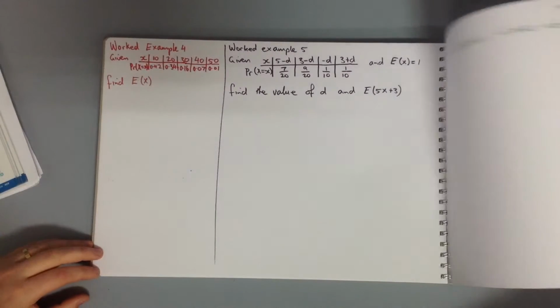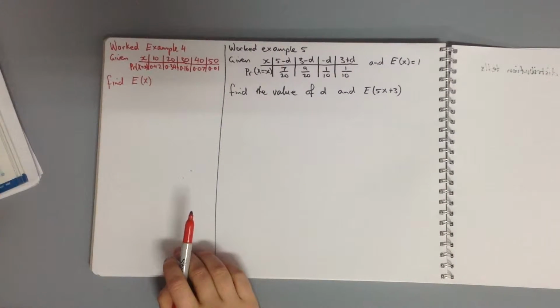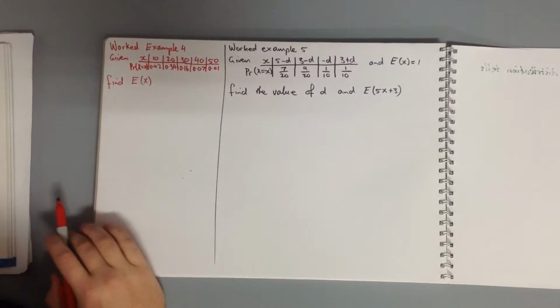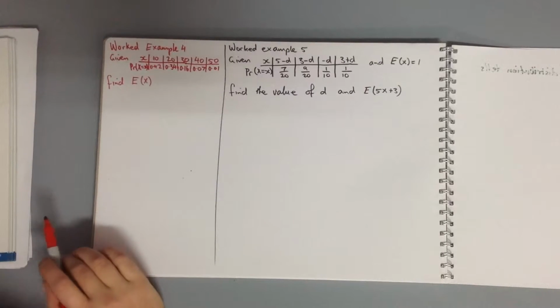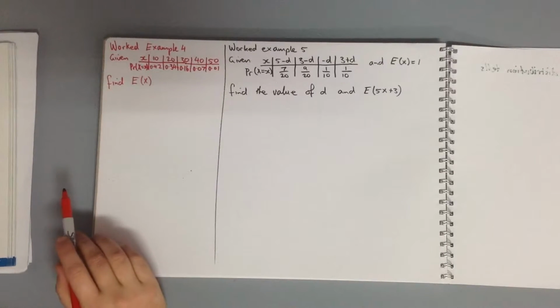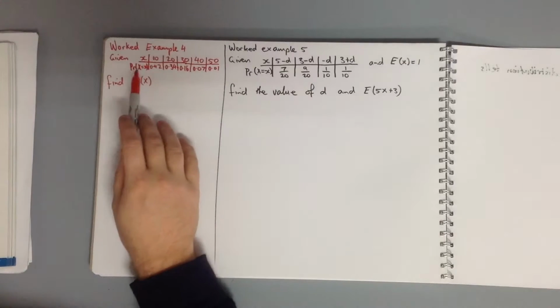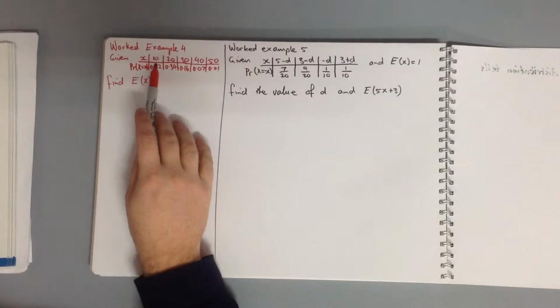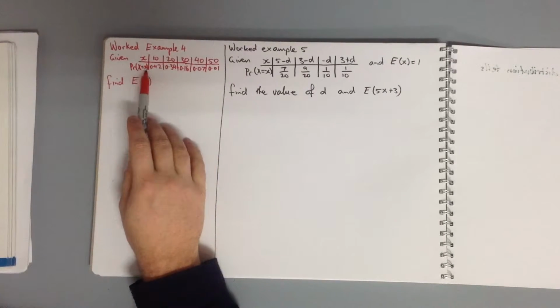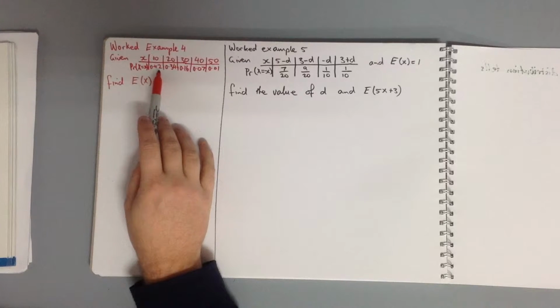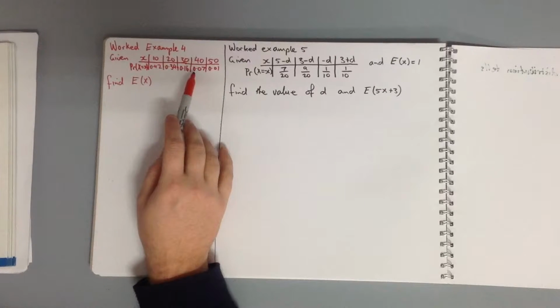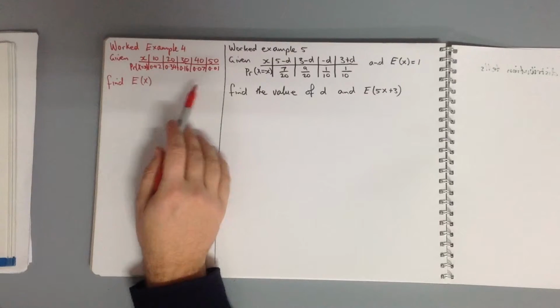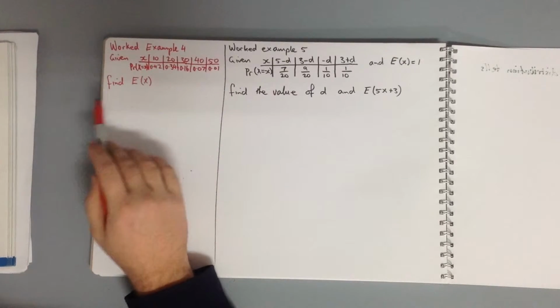So we'll get stuck into a couple of worked examples. Worked example 4: find the expected value of the random variable with the following distribution table. We've got our distribution table here, so x can be 10, 20, 30, 40 or 50. Our probabilities that x equals x are 0.42, 0.34, 0.16, 0.07 and 0.01. And we're asked to find our expected value.